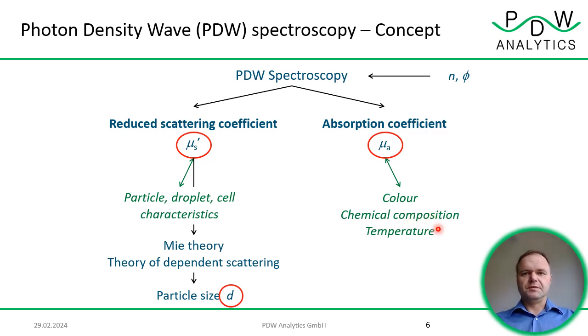Now, if we want to do also inline particle sizing, which is not the focus of today, then we can use the reduced scattering coefficient, and by Mie theory and other theories for light scattering, we can obtain particle size inline and dilution-free by PDW spectroscopy.